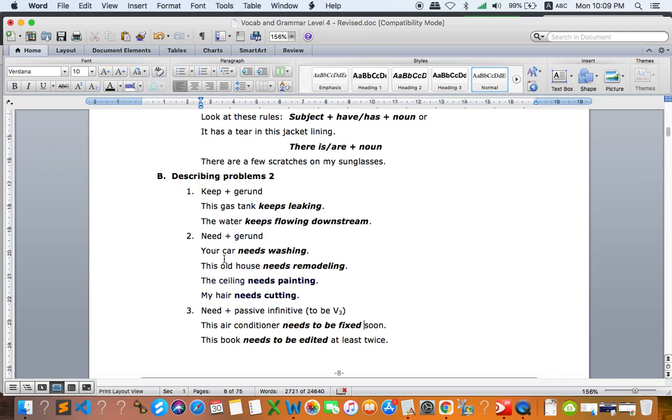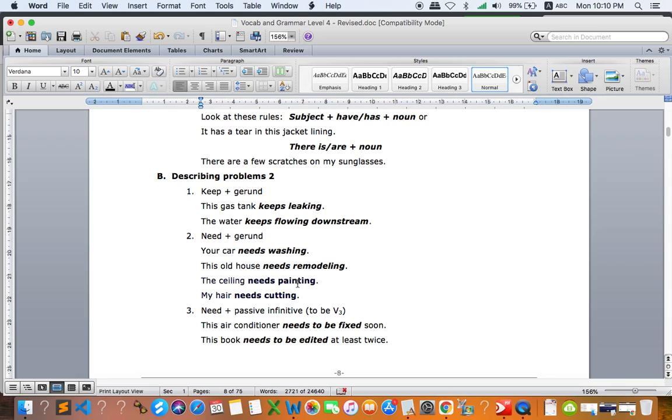So your car needs washing. Maybe your car is dirty. So it's about giving a solution. If you don't want, you can say your car needs to be washed. All right, so you can say needs washing or needs to be washed. And the ceiling needs painting, or you can say the ceiling needs to be painted.